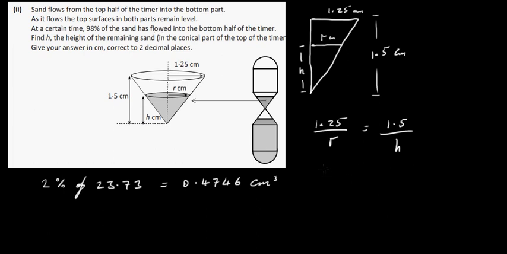So we just cross multiply here. We're going to get 1.5 times r is equal to 1.25 times h. Now if I write r in terms of h, that will give me r is equal to 5/6 h. So I'm going to use this in a few minutes.